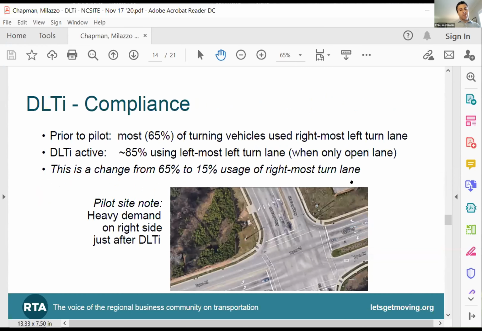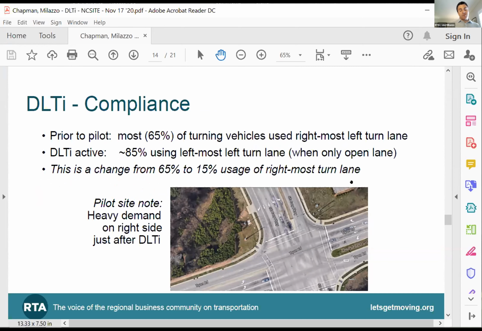Dr. Chapman mentioned some of the compliance. Prior to the pilot, most of the turning vehicles were using that rightmost left turn lane, whether that was to go into the shopping center, whether that was to hit the US 1 freeway, which is just further down the road here. Now that the pilot's been active, it's about 85%, my understanding maybe a little higher than now, are using the left turn lane properly when there's only one lane. Of course, when both lanes are open during rush hour, both lanes are absolutely fine. But that's a significant change.